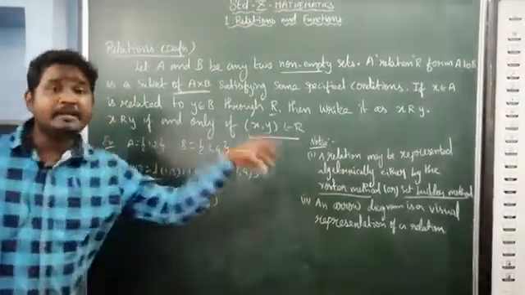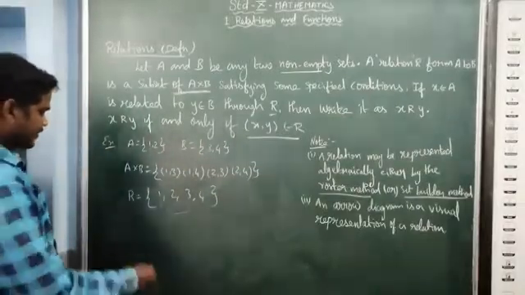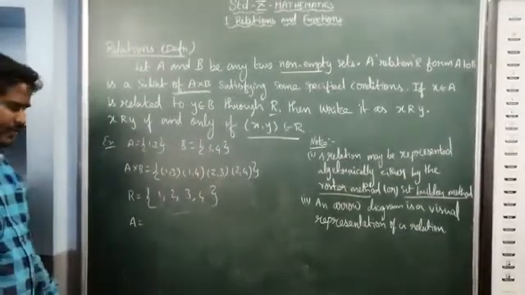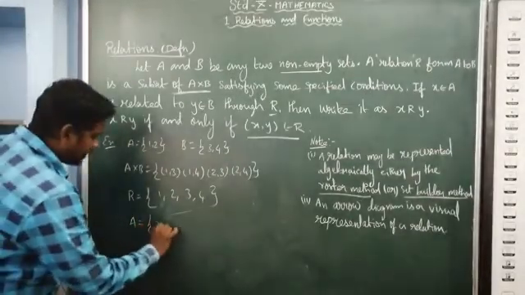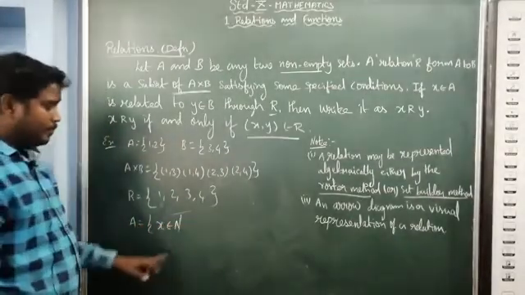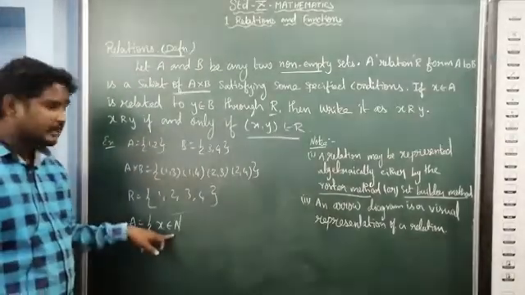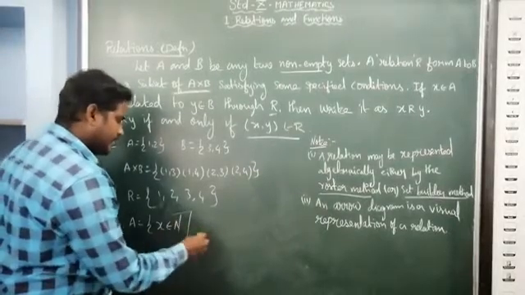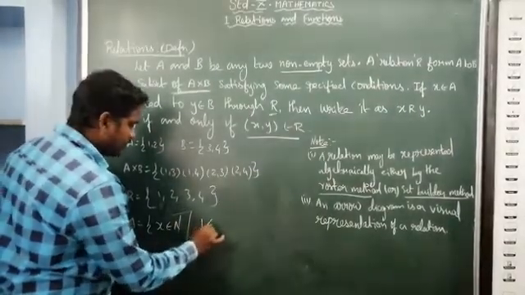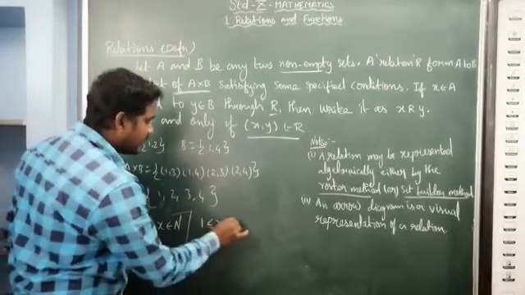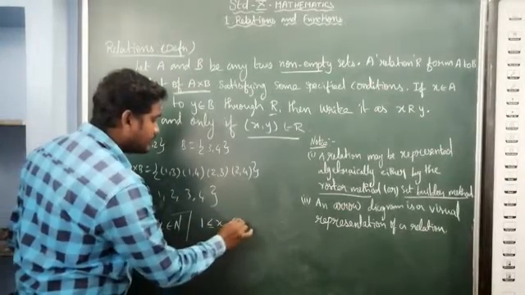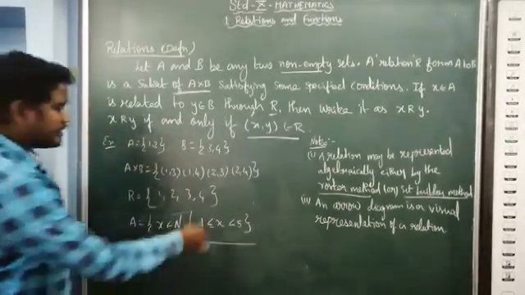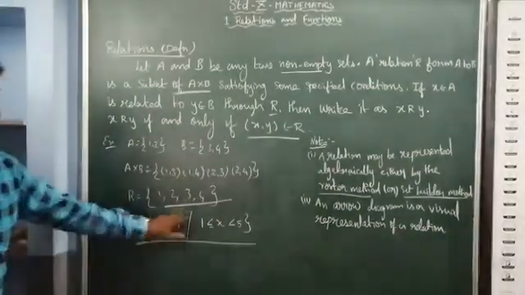Next, the set builder method. In the set builder method, I consider A as one of the sets. Here I write x belongs to the natural numbers such that I consider one condition: 1 is less than or equal to x, less than or equal to 5. This is the set builder form. The earlier one was the roster form example.